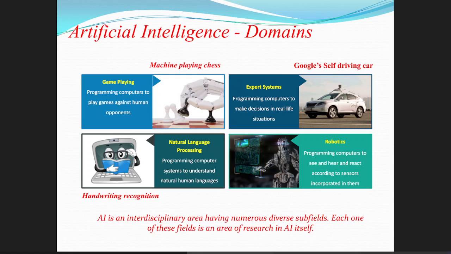So what I can say here at this point is that AI is an interdisciplinary or multidisciplinary area having numerous diverse fields and subfields, and each one of these fields is an area of research in itself. Suppose I am working in NLP, so it is also a research area, right? I am working on soft computing techniques, that is swarm intelligence algorithms, they are again a research area. If I am working on deep learning algorithms, they are again a research area. So every subfield of AI is a research area, right?